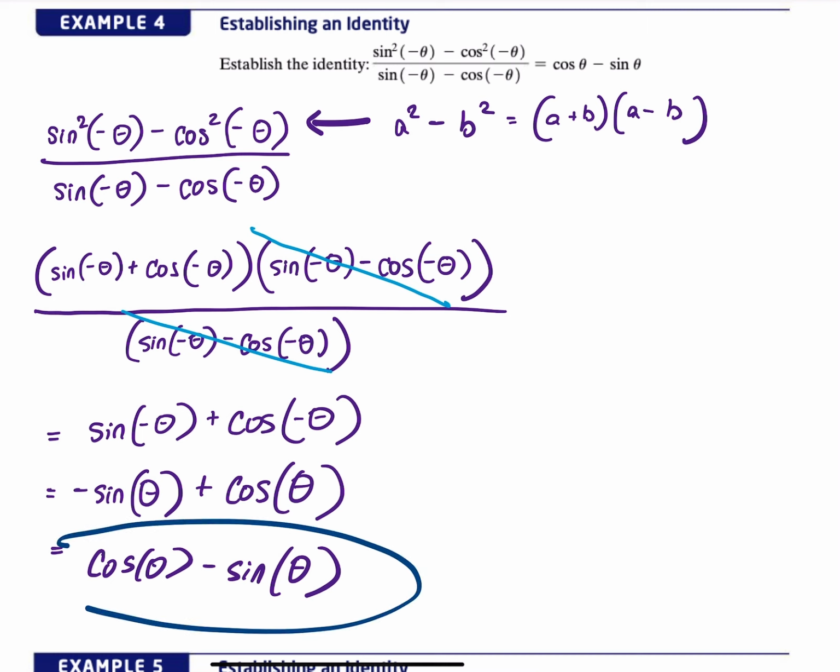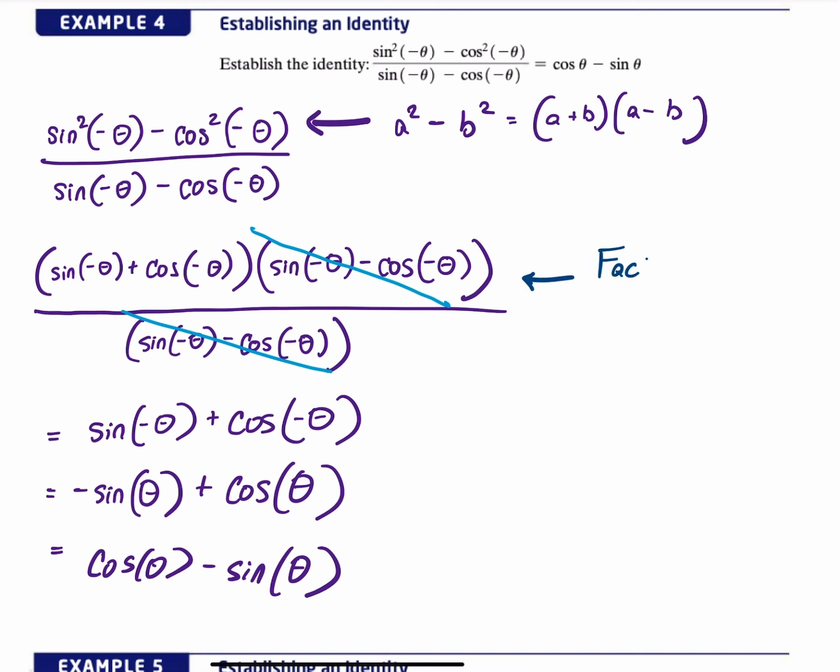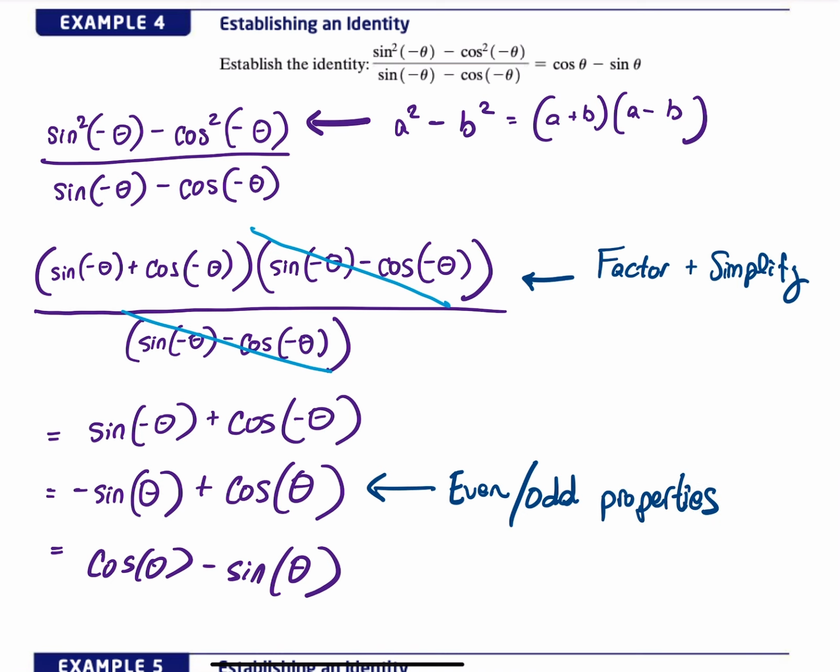So yeah, we're saying this expression is equal to this more complicated one, or that's an identity. So what did we do here? We did a couple of things. We factored using difference of squares. So we factored and simplified. And then we used those even and odd properties again in order to get rid of the negatives inside of the trig functions.